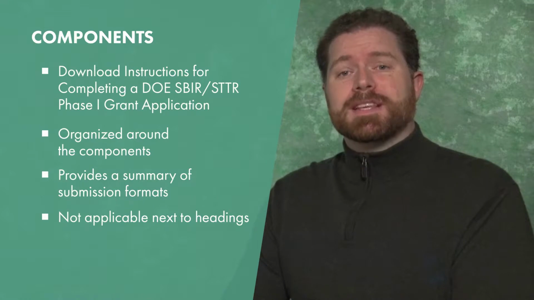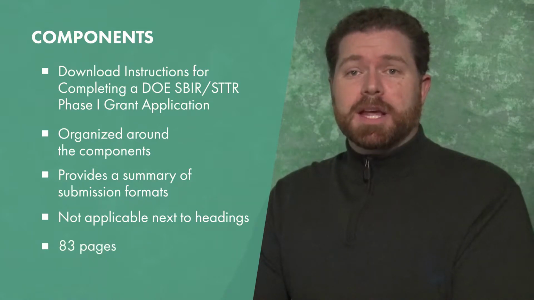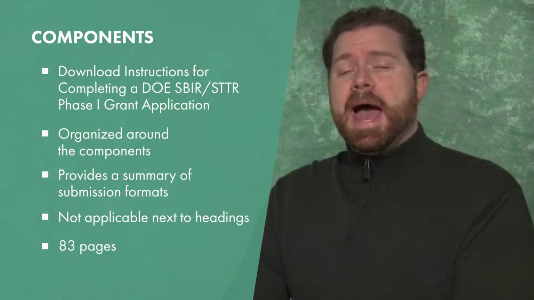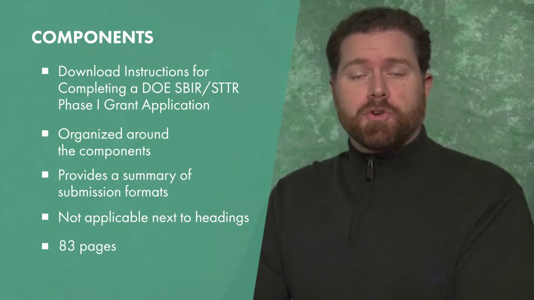Please also note that this entire 83-page document is a very detailed explanation of how to complete the DOE SBIR or STTR grant application package. Rather than trying to reiterate in detail what is well expressed in this document, let me spend a moment showing you how to use this document. When you start to assemble your package, have this document handy. Take a look at the list of components and look at those concepts that may be unfamiliar or confusing.